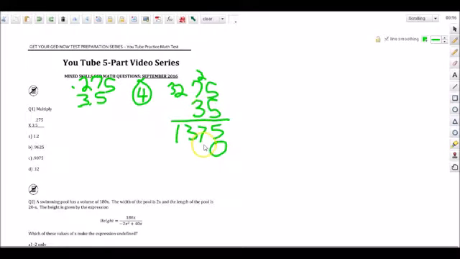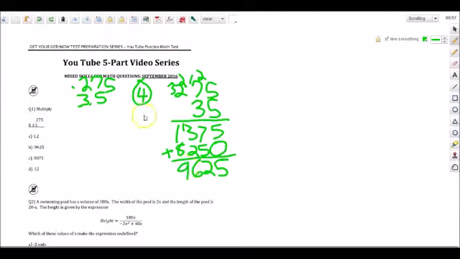Then 3 times 5 is 15, so we put the 5 and carry the 1. 3 times 7 is 21 plus 2, so we put the 2 down here and carry the 2 up there. 3 times 2 is 6, 6 plus 2 is 8, and so we write our 8 there. Then we know this is an addition operation at this point. So we do 5, then 7 plus 5 is 12. Carry the 1. 2 plus 3 plus 1 is 6. 8 plus 1 is 9.